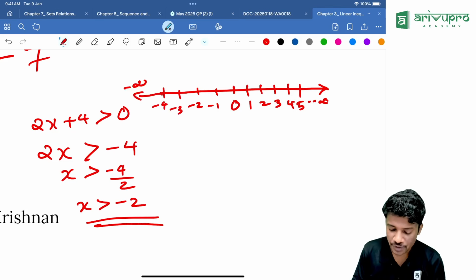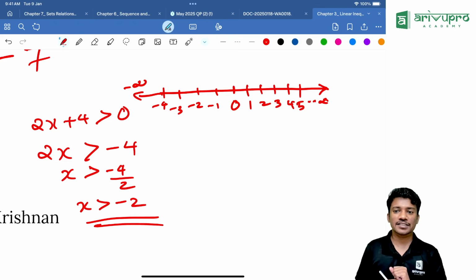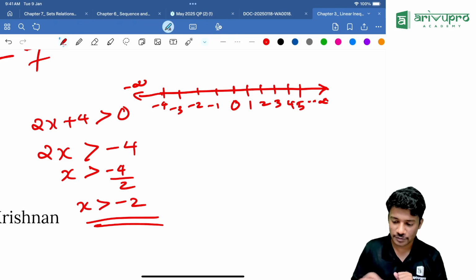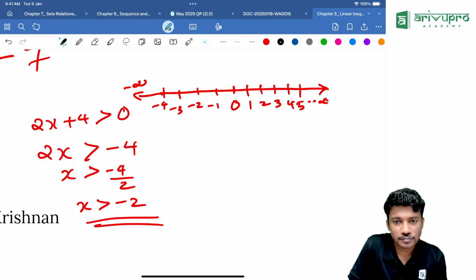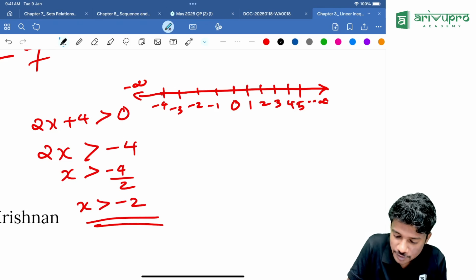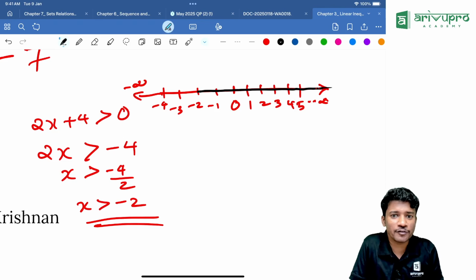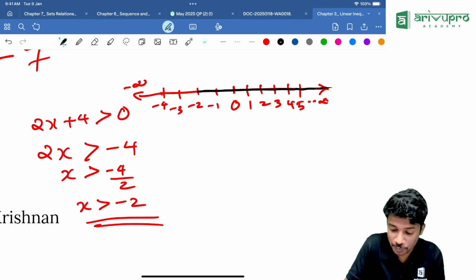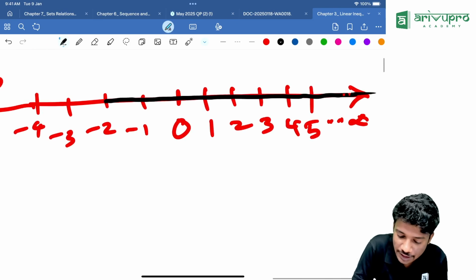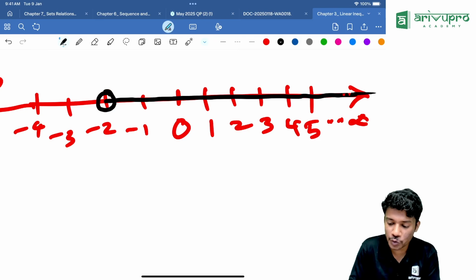Now my question. X greater than minus 2 means what? Minus 1 to infinity. Are you not giving value to minus 1.5 and all? Yes, so that is also included. So we will draw it like this. The graph will be looking like this. So from minus 2 to infinity.